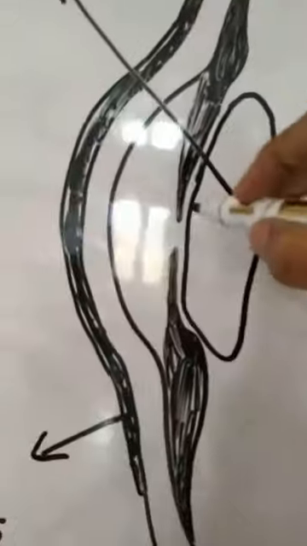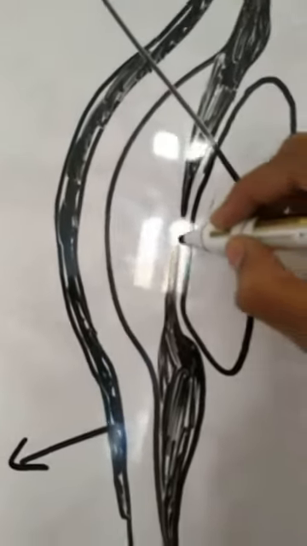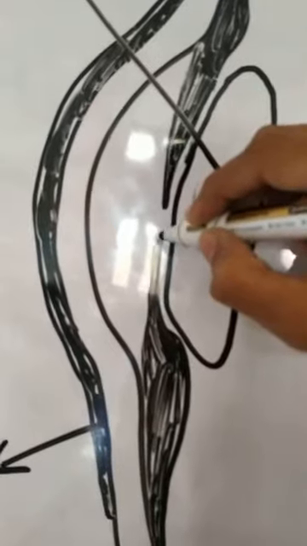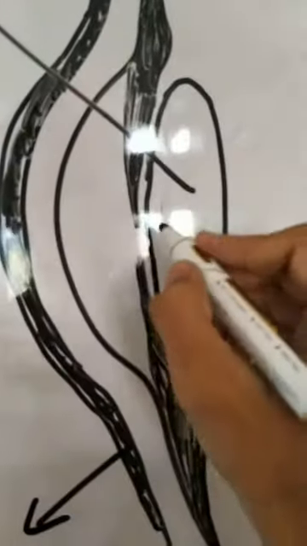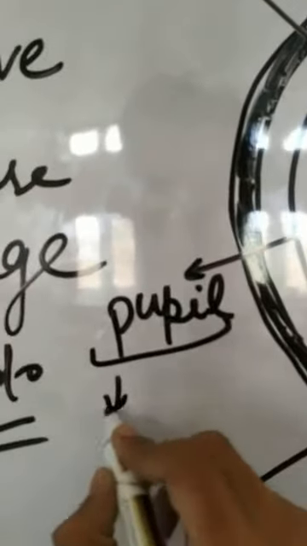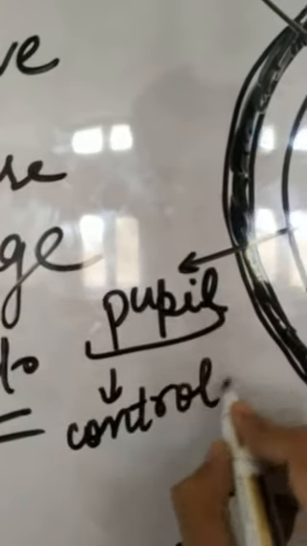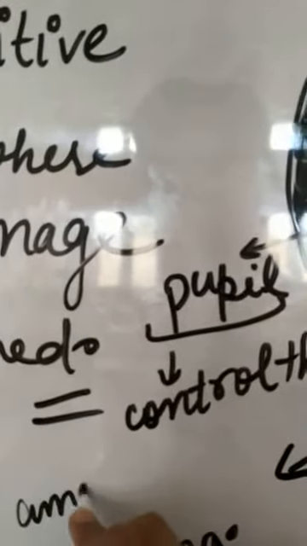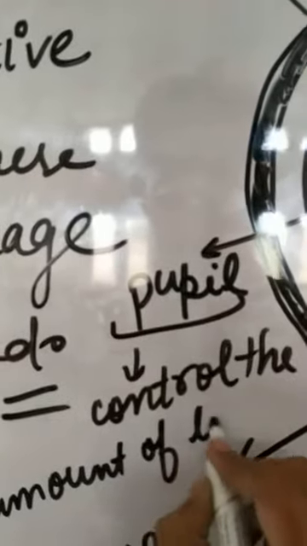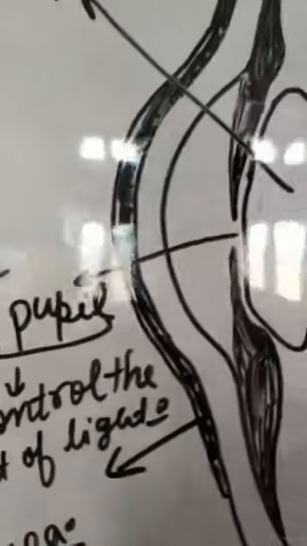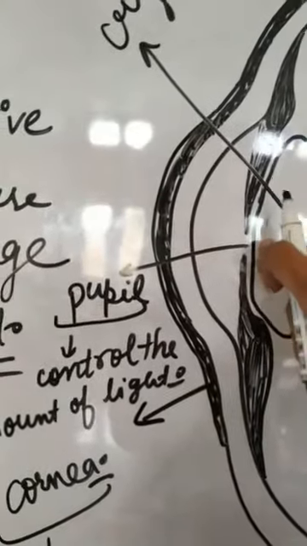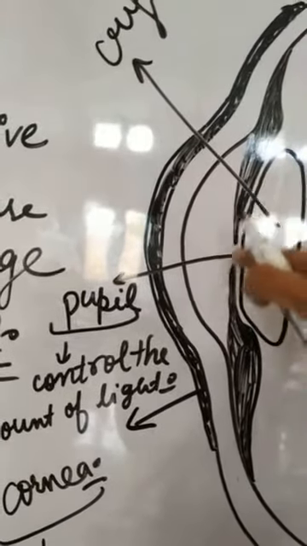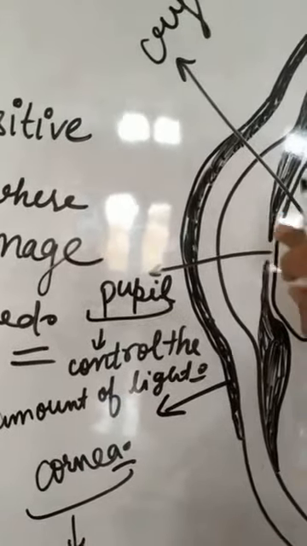So next is pupil. So see this. Pupil controls the amount of light entering in our eye. So we call this pupil, which controls the amount of light entering in our eyes.